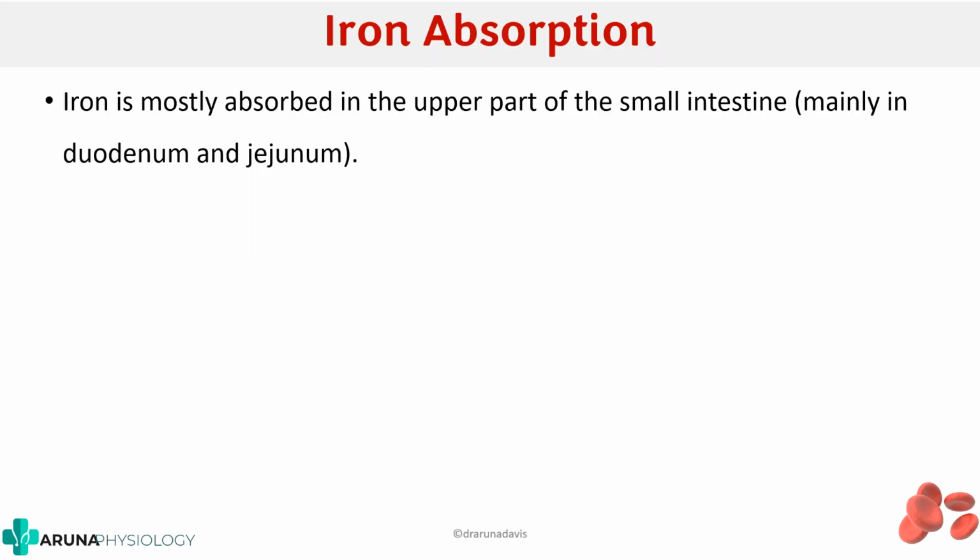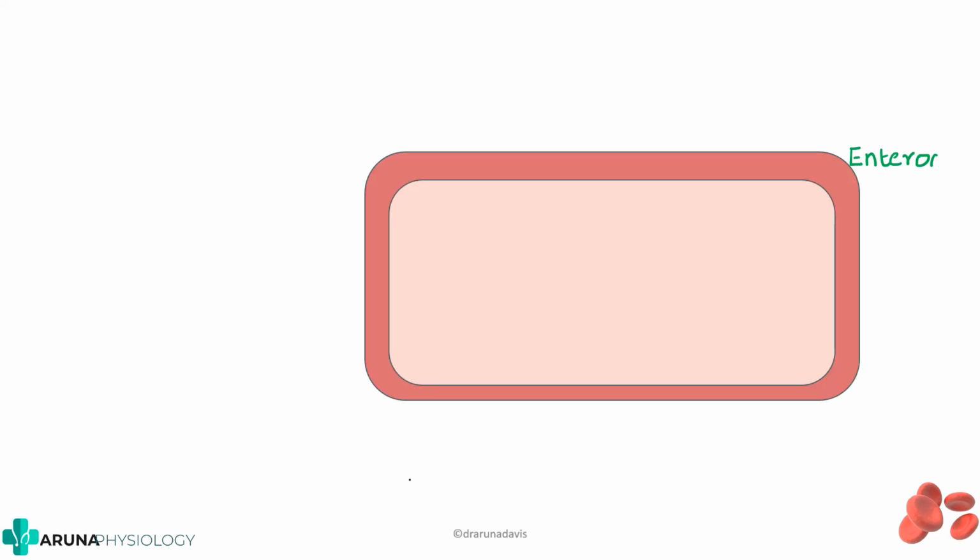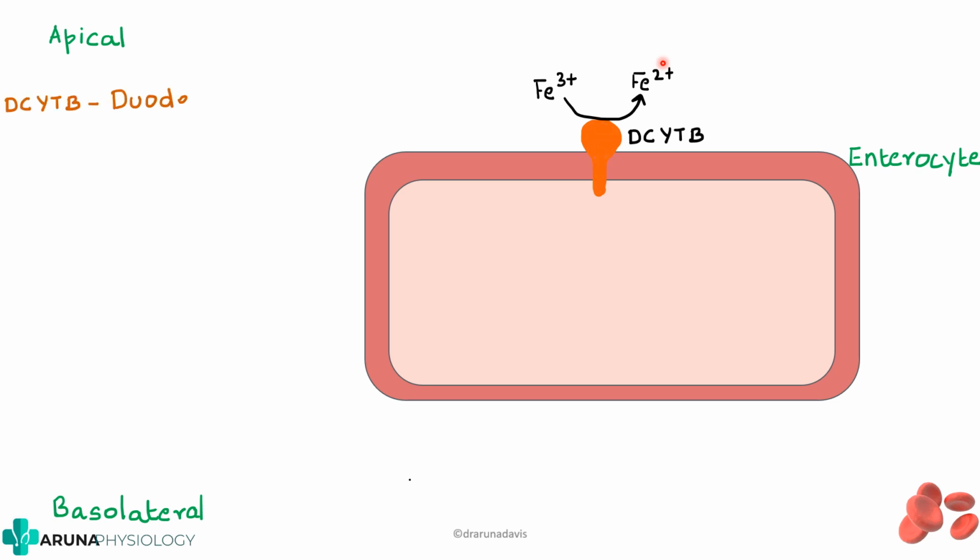So iron is mostly absorbed in the upper part of the small intestine, that is mainly in the duodenum and jejunum. For example, if this is the enterocyte and this is the apical and the basolateral part of the enterocyte. So the first step is that we have to convert that iron, which is usually in the ferric state, to the ferrous state. To do that, we've got a protein which has a ferric reductase activity, and that is called DCYTB or duodenal cytochrome B. So this will help to convert the ferric to ferrous.